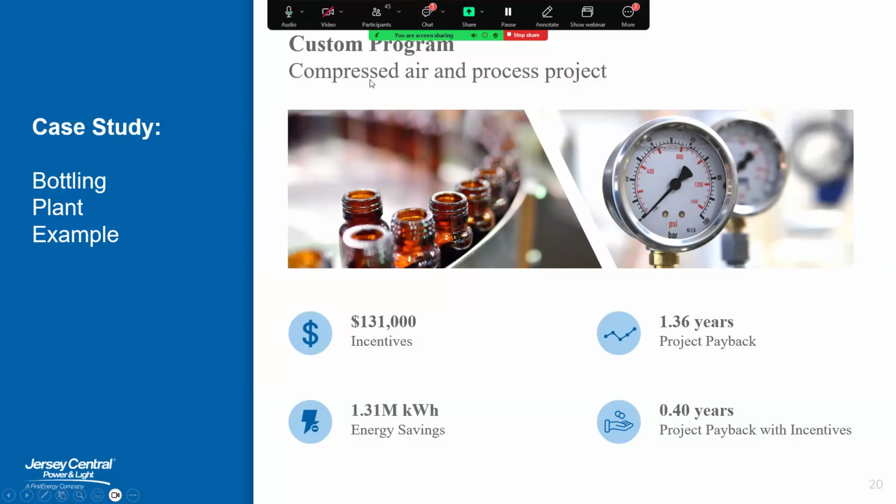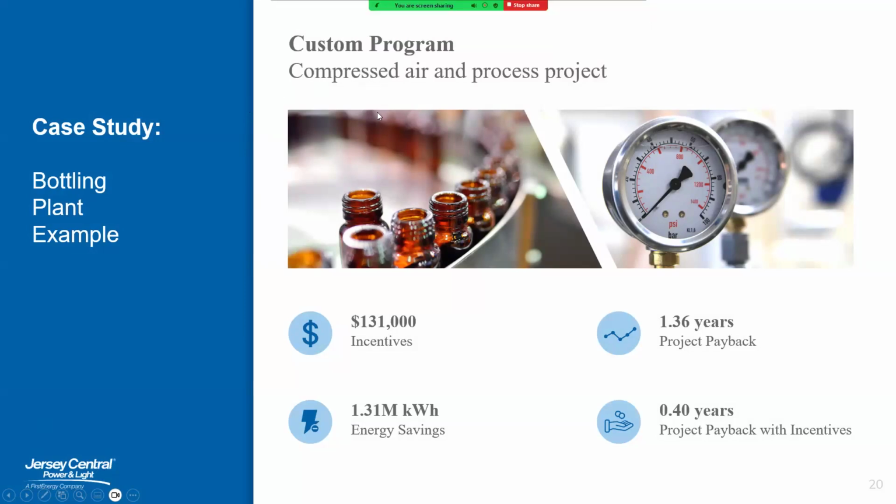Here is just an example before we dive into everyone's Q&A and take a look at the actual application. This is a custom program project where the bottling plant upgraded their compressed air system and processes. They received $131,000 in incentives and were able to have 1.31 million kilowatt hours in savings, which brought the payback period down from 1.36 years to just 0.40 years, attributing that incentive to the project cost.